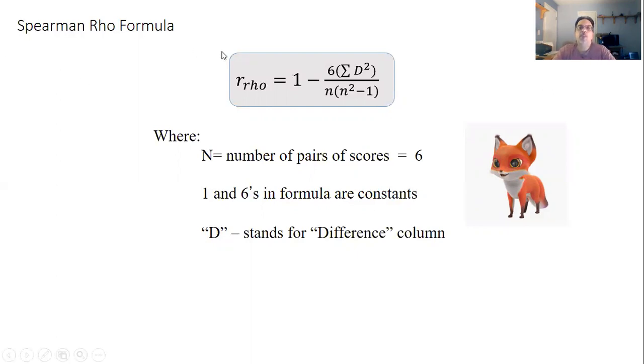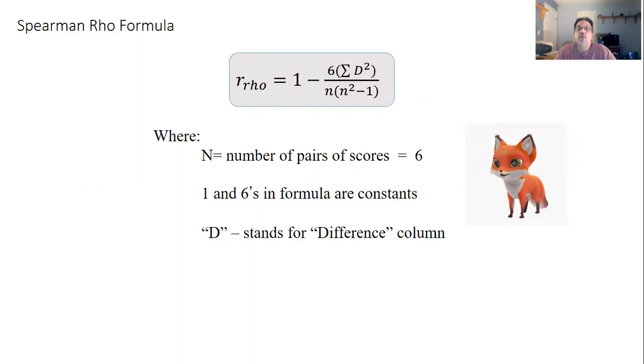Here's our Spearman rho formula. R sub rho, so sub just means it's sort of lower than. This tells us that r means it's a correlation. Now, r by itself means that it's a Pearson. We don't add anything to it when it's a Pearson, but if it's not a Pearson, we do add something. So when you are solving for a Spearman rho, your final answer should be lowercase r for correlation, sub rho. This is the abbreviation for Spearman rank order formula.